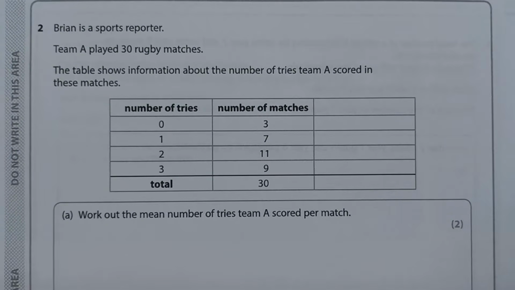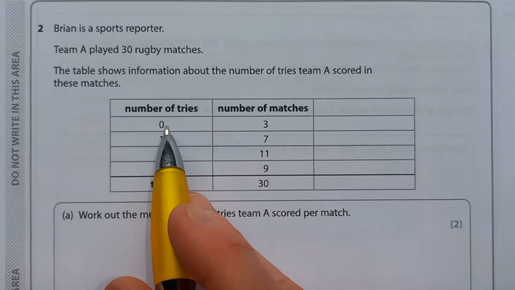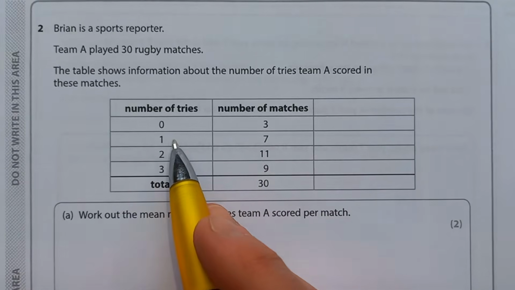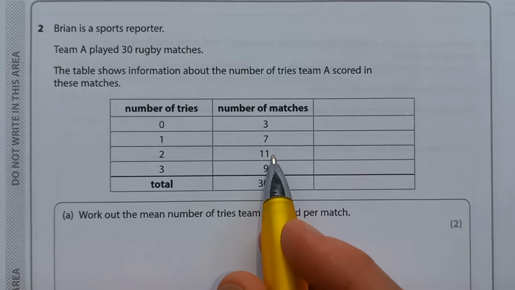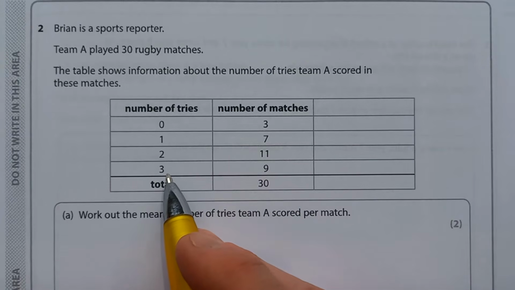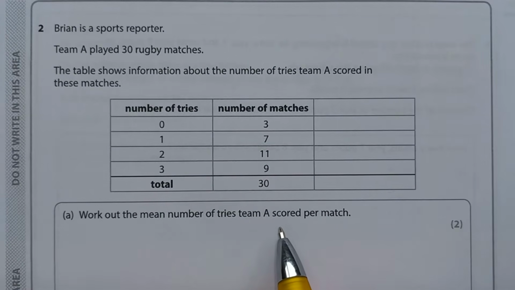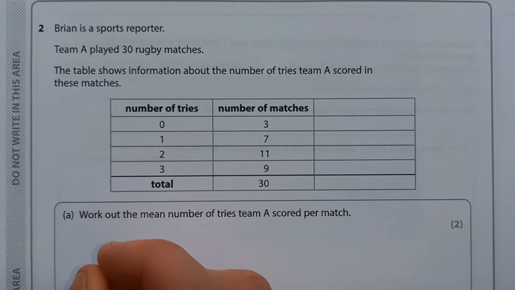Okay. Question 2. Brian is a sports reporter. Team A played 30 rugby matches. The table shows information about the number of tries Team A scored in these matches. Okay, so there were 3 matches where they didn't score any tries, 7 matches where they scored 1 try, 11 matches where they scored 2 tries, and 9 matches where they scored 3 tries. And that was a total of 30 matches. Work out the mean number of tries Team A scored per match.